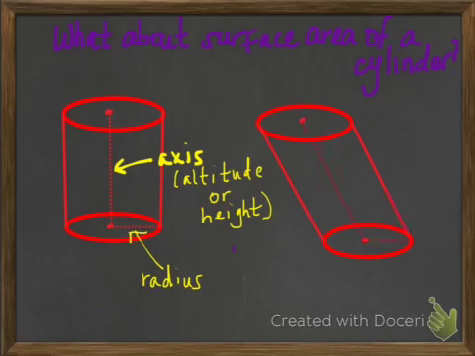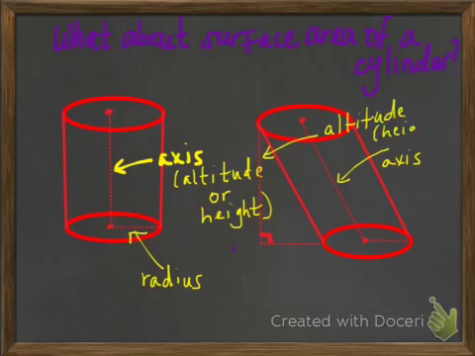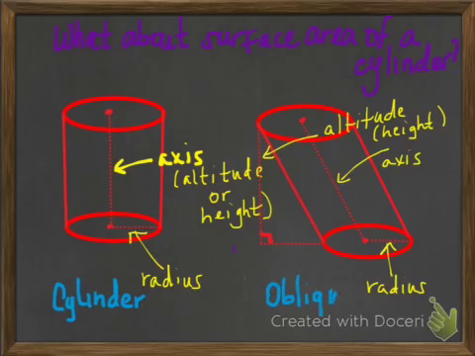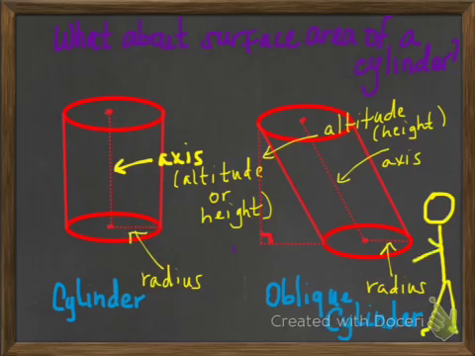You have the radius, and then if it's oblique, you still have an axis or a height, but the height is actually outside of the cylinder. The height has to be perpendicular to the floor, so that's why it's outside. So you have your cylinder and you have your oblique cylinder.